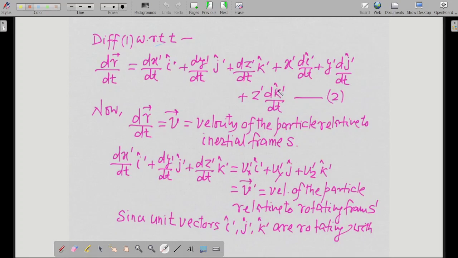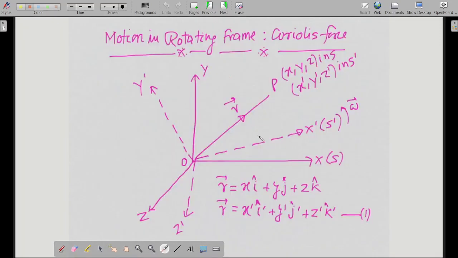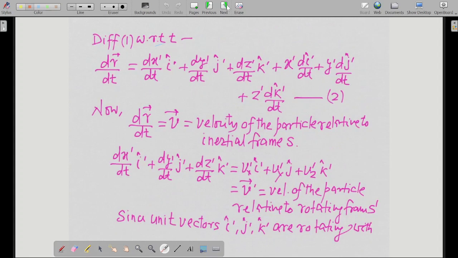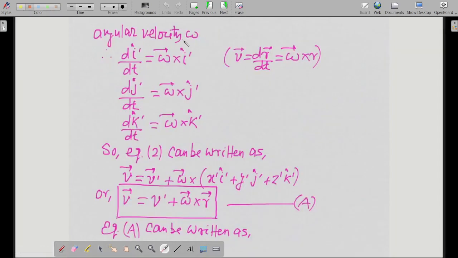Why will it not be equal to 0? Because these three axes, that is, i cap is along this, j cap is along this, and k cap is along this, are basically rotating, right? So since the unit vectors i cap prime, j cap prime, k cap prime are rotating with angular velocity omega, what will happen? Over here one vector sign is missing, I am really sorry for that. One vector sign must be there over here.